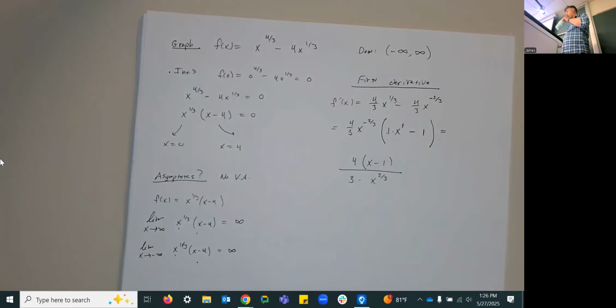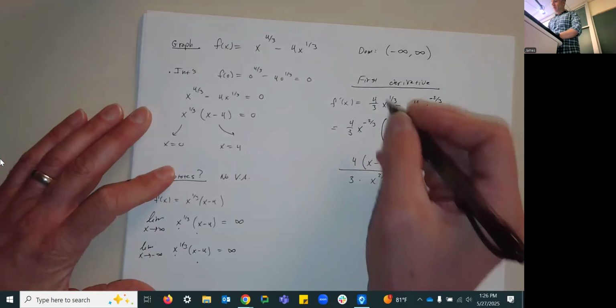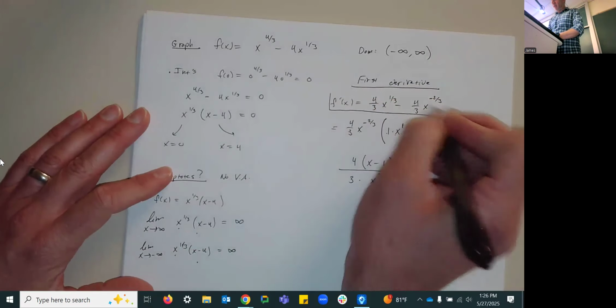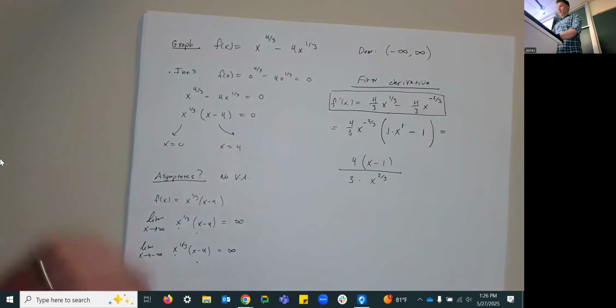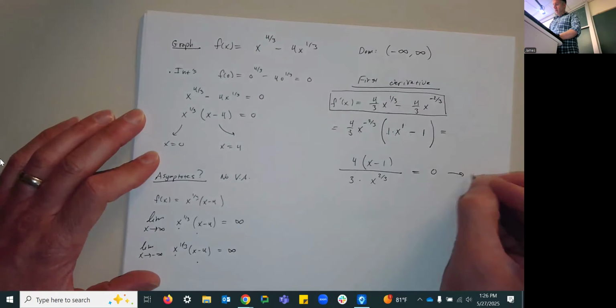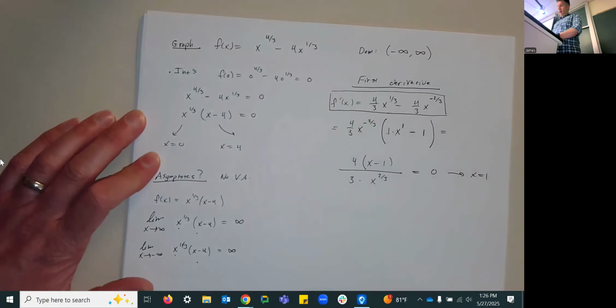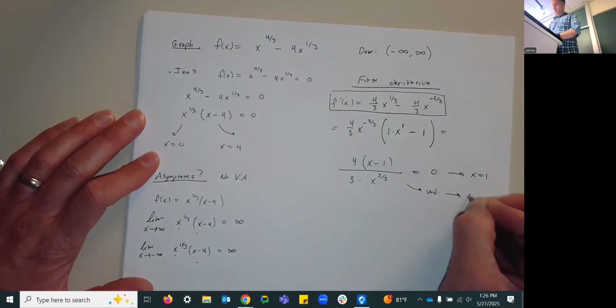I will also say, even though that's how we're writing it, we're definitely going to use this version of it to find the second derivative. All right, if we set this equal to 0, we're going to get x equal to 1 as a critical point. And if we also see where this is undefined, we're going to get x equal to 0.